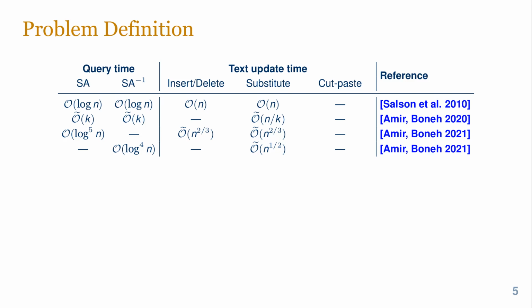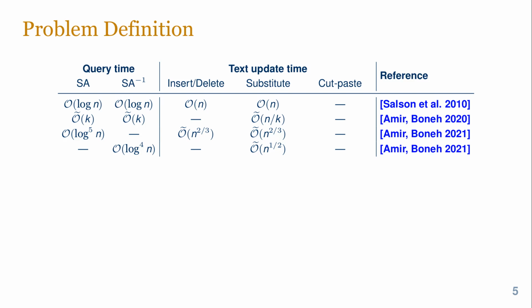A decade later, Amir and Bonek described the first structure achieving a non-trivial trade-off. Given any parameter k, their structure supports queries in O(k) time up to polylogarithmic factors and substitutions in O(n/k) time. This way we can, for example, achieve O(√n) time for all operations.